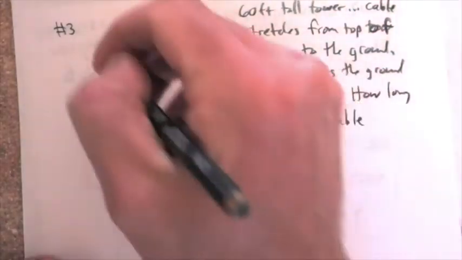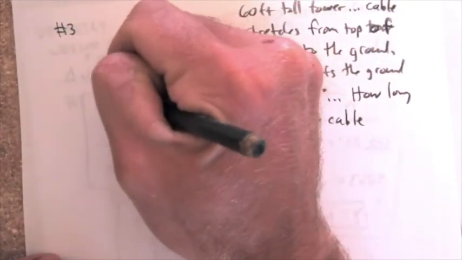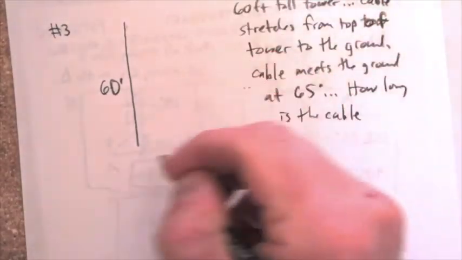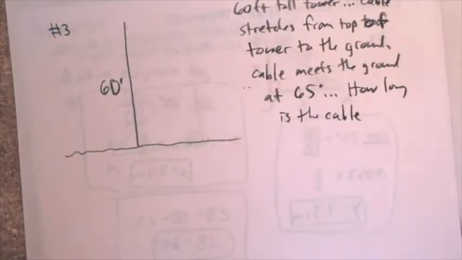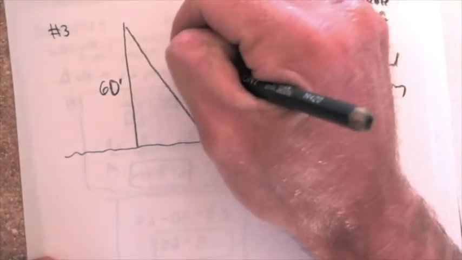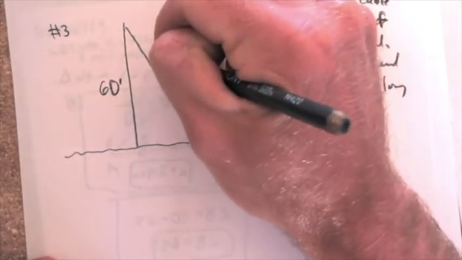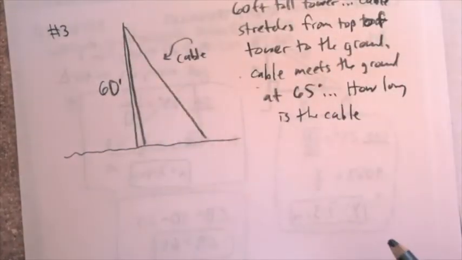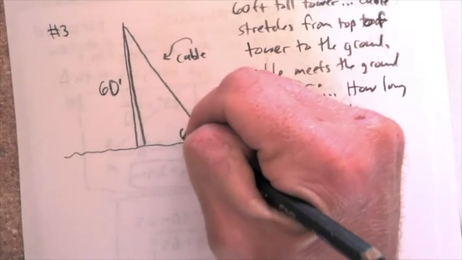All right, a 60-foot tall tower, so just 60 feet straight up. There's a cable that comes down kind of on an angle and hits the ground here. And hits the ground at 65 degrees. So this is the cable. This is obviously the tower. Hits the ground, I'm talking about this angle here.